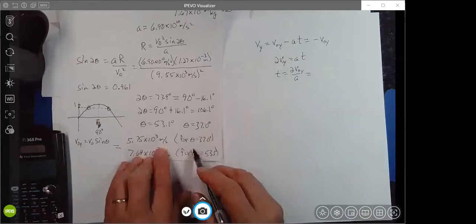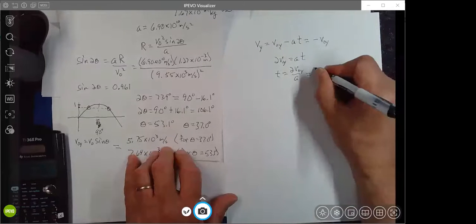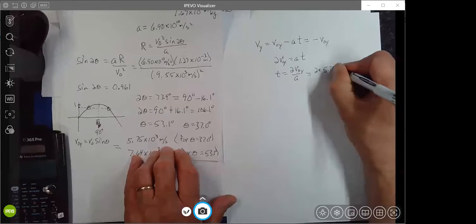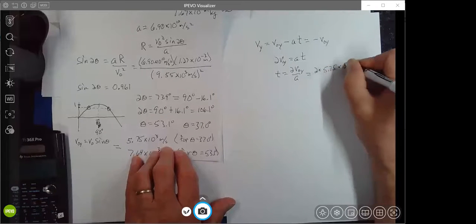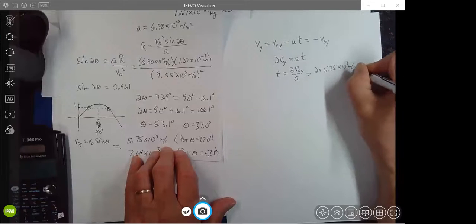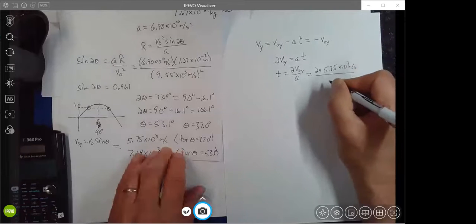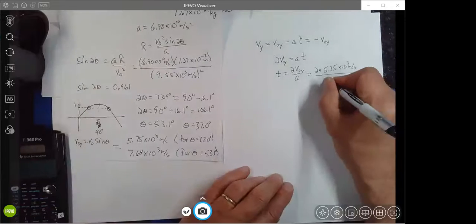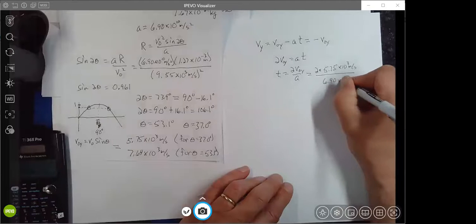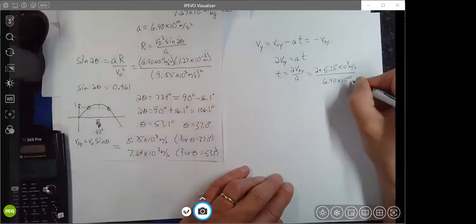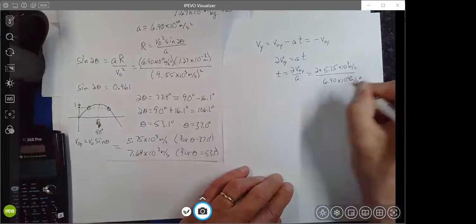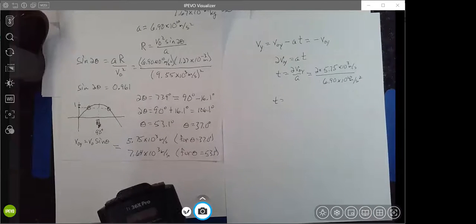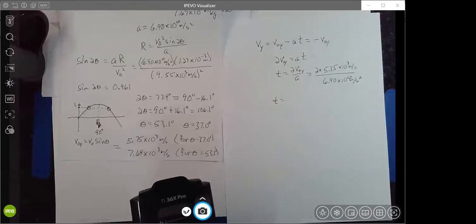So we can just do this for one of these, and it's a repetitious calculation. But for the 37-degree angle, it'd be 2 times 5.75 times 10 to the third meters per second divided by that acceleration, which somewhere I've got it here. There it is. 6.90 times 10 to the 10th meters per second squared. So for the 37-degree angle, the time of flight is 2 times.